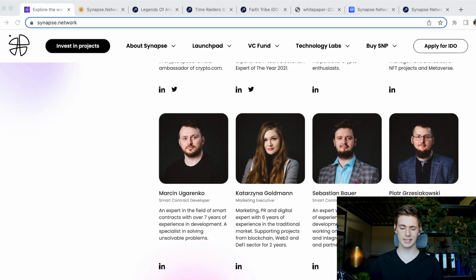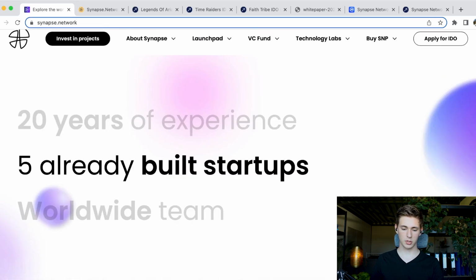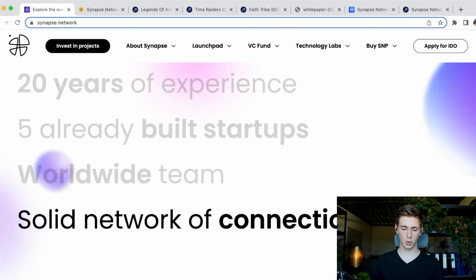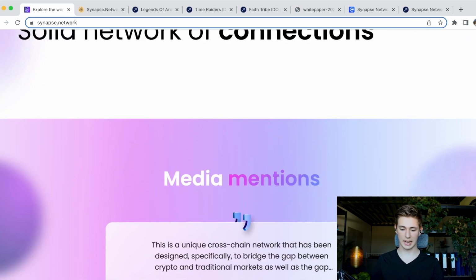I really like how that looks, and it's just a different, refreshing feel and look from other crypto projects and crypto teams that we have seen. A lot less professional than this is, so very happy with that. So we see here, 20 years of experience in total, 5 startups already built. It's a worldwide team and a solid network of connections.